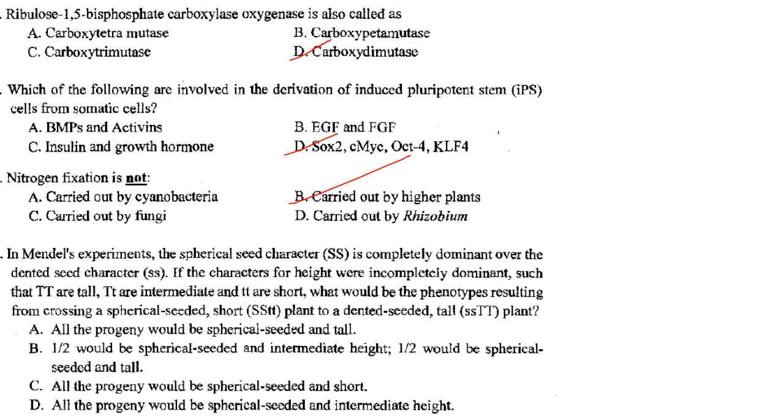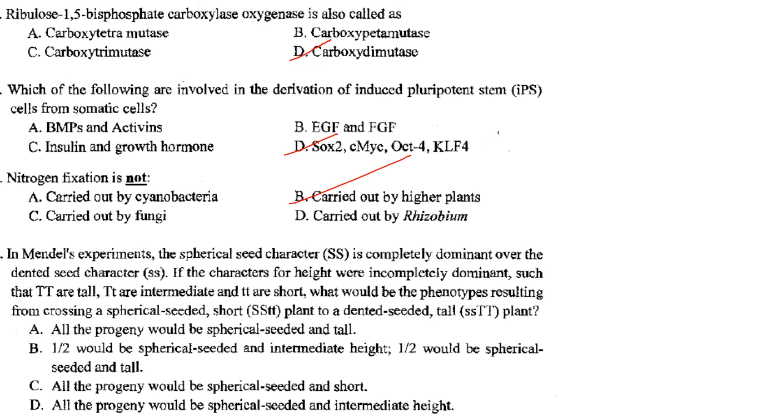Then next one. Which of the following are involved in the derivation of induced pluripotent stem cells? Now, induced pluripotent stem cells, or iPS cells or iPSCs, are a type of pluripotent stem cell that can be generated from adult somatic cells such as skin fibroblasts or peripheral blood mononuclear cells by genetic reprogramming, or by forced introduction of reprogramming genes. Now these reprogramming genes are OCT4, SOX2, KLF4, and c-MYC.